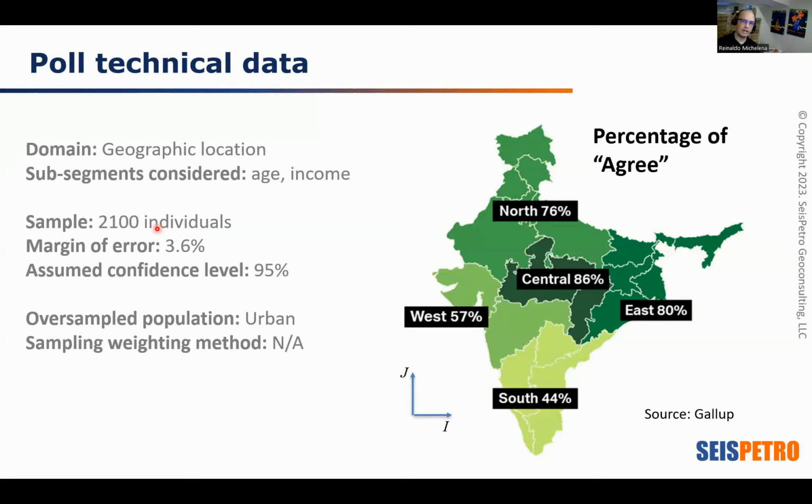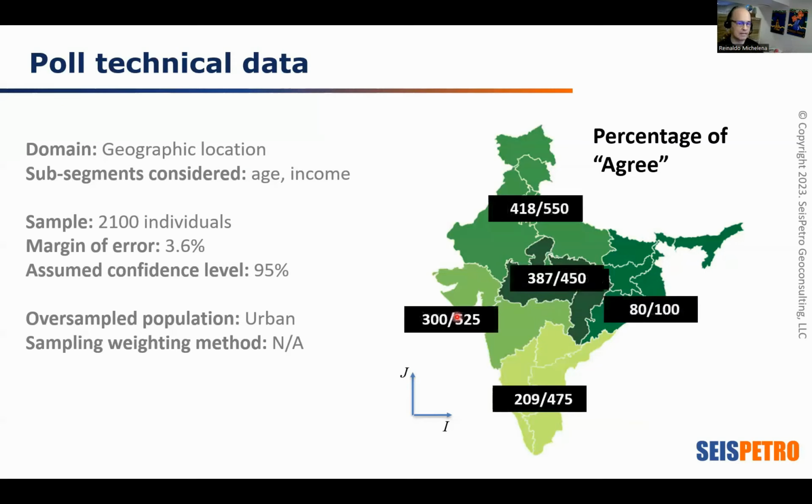So this is the technical data, but when you look at the individual results for the different regions, you wonder, where do these results come from? They come from a simple ratio of two numbers, and Gallup didn't report these numbers. It was just me that made these numbers up for the sake of the explanation. But they should have these numbers somewhere, they just didn't report them.